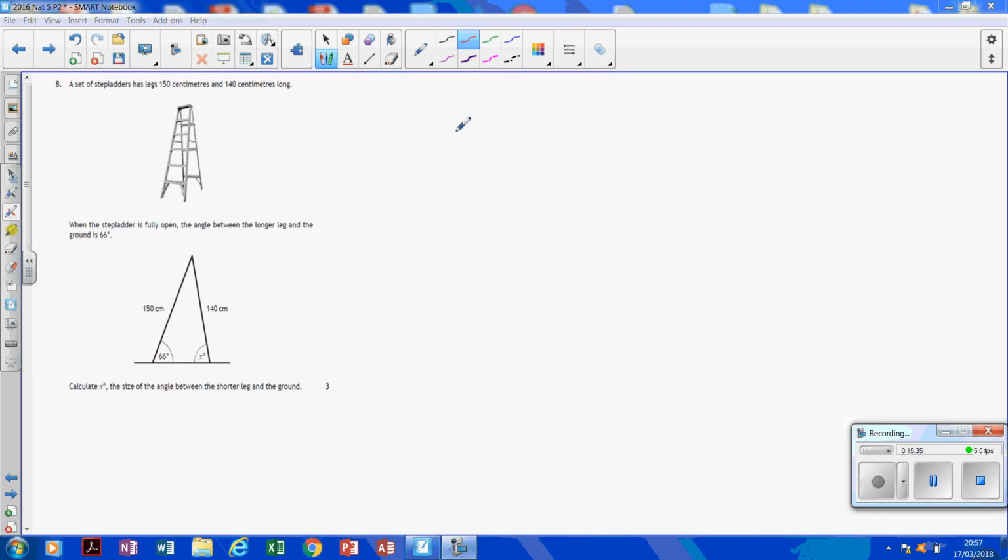A set of step ladders has legs 150 centimetres and 140 centimetres, so they're represented there. When the step ladder is fully open, the angle between the longer leg and the ground is 66, and we've got to calculate the size of the angle between the shorter leg and the ground, which is x.